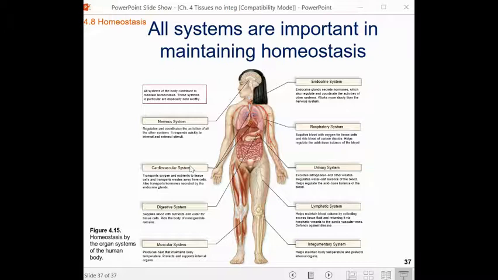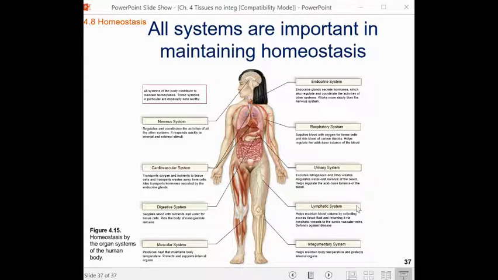It turns out all of the systems in the body are important for homeostasis. The nervous system is regulating and coordinating that activity. Cardiovascular system is transporting oxygen and nutrients to tissues, transporting waste away. It's also where your hormones are traveling through your body. Digestive system is supplying nutrients and also water for the body's cells, gets rid of non-digestible elements. Muscular system is producing the heat that maintains body temperature, protects and supports our internal organs. An integumentary system is really important to body temperature and protection.